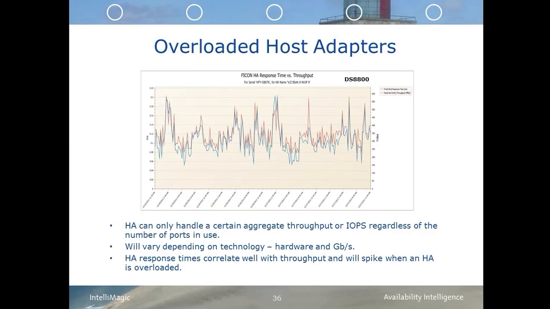So how else can we tell if a host adapter is overloaded? A host adapter can generally handle only a certain level of throughput, regardless of how many ports are in use. You can aggregate the throughput, ops per second, and response times for all the links to come up with adapter level measures. In general, the adapter response times will correlate well with the adapter throughput. If you see a spike in response time that correlates with a peak in throughput, this is a good sign the adapter is overloaded. This chart shows a plot of host adapter throughput and response time. As you can see, the correlation is quite obvious.